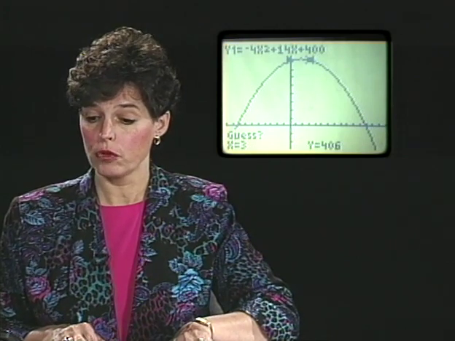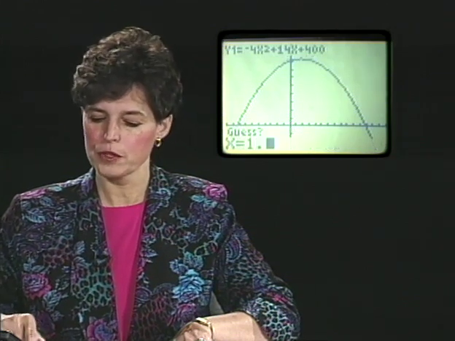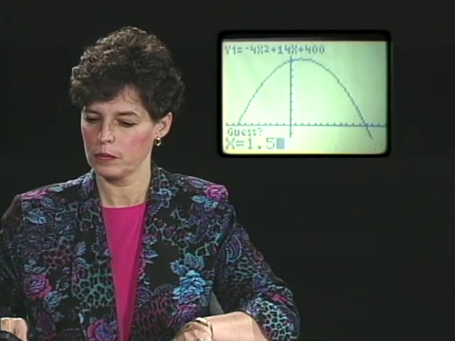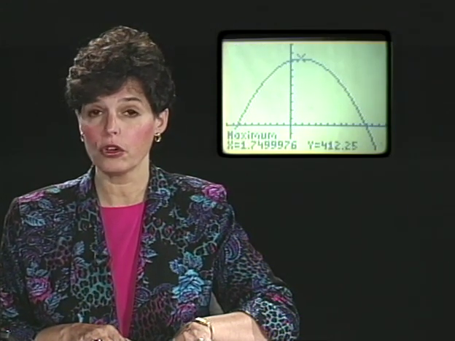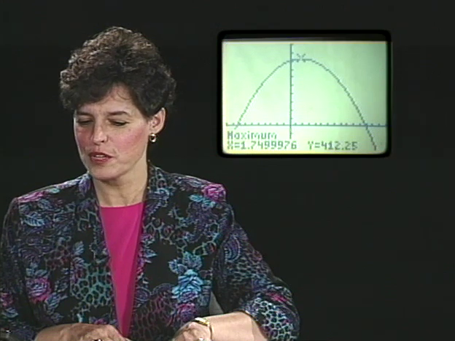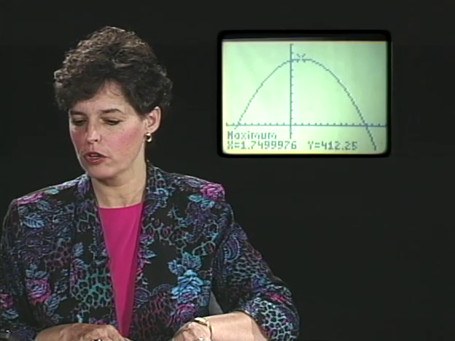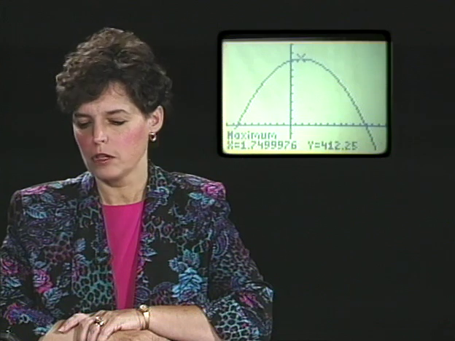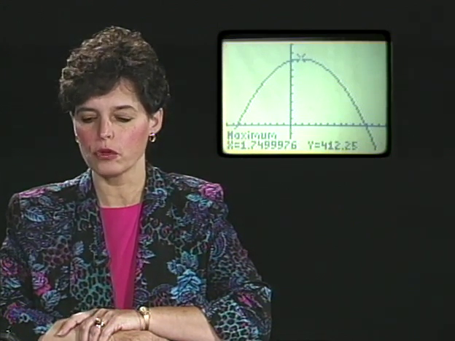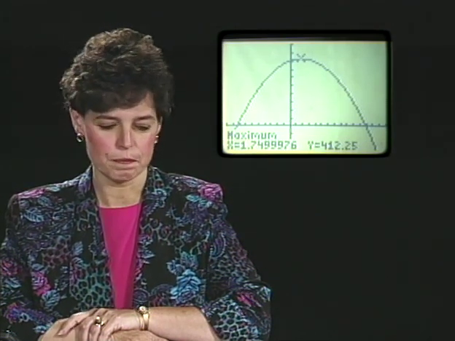And now it's asking me for a guess. I actually don't have to enter anything, but I think I'll put in 1.5, which happens to be right between 0 and 3. Now when I press enter, the calculator will find the maximum is occurring when x is 1.7499976 and the y value is actually 412.25. We've done several things on the calc menu, but you'll notice that there are other aspects of the calc menu that you'll probably want to use yourself in the future now that you know that they're there.